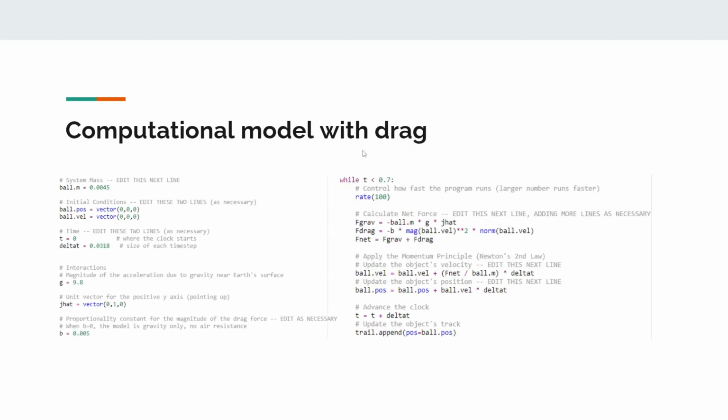Here is the model with drag. The code is pretty similar except for a few changes. The b value is now 0.005, and there is a new force of drag equal to the following code. So then the net force will be equal to the force of gravity plus the force of drag.